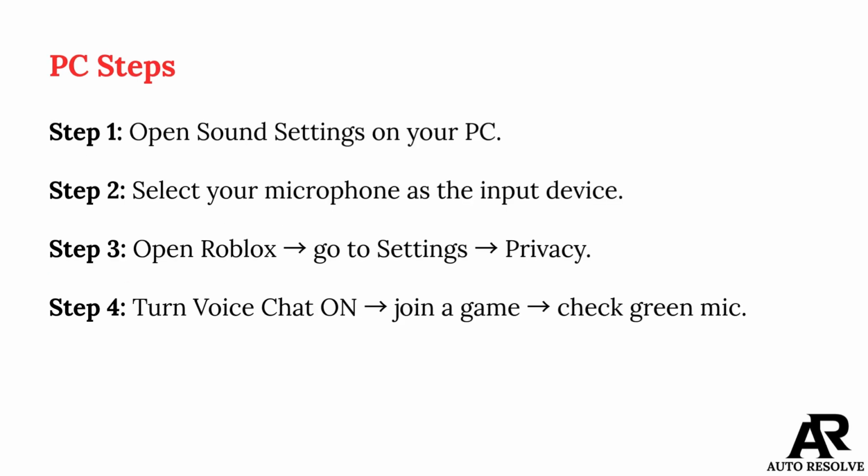PC steps. Step 1. Open sound settings on your PC. Step 2. Select your microphone as the input device. Step 3. Open Roblox, go to Settings, Privacy. Step 4. Turn voice chat on, join a game, check green mic.